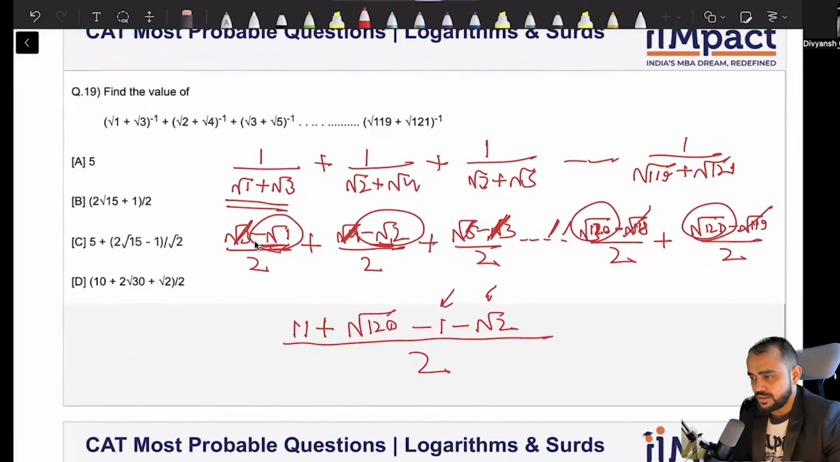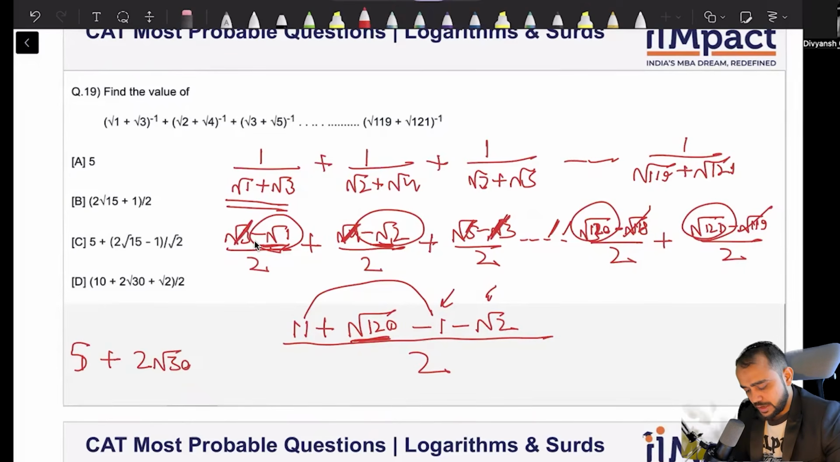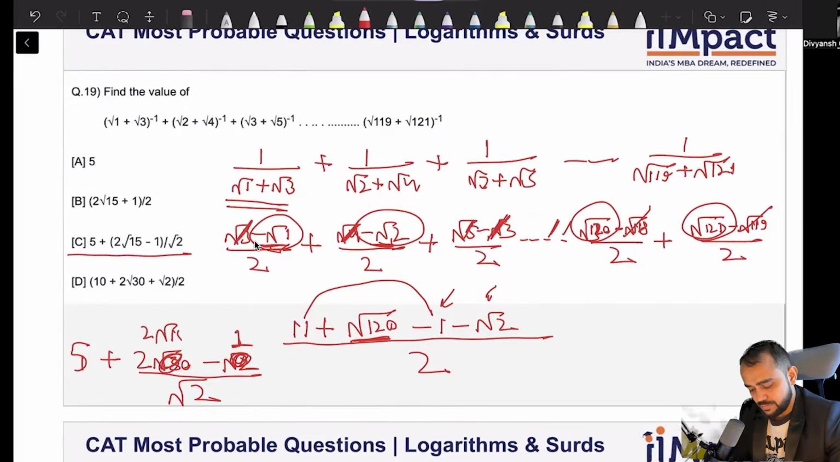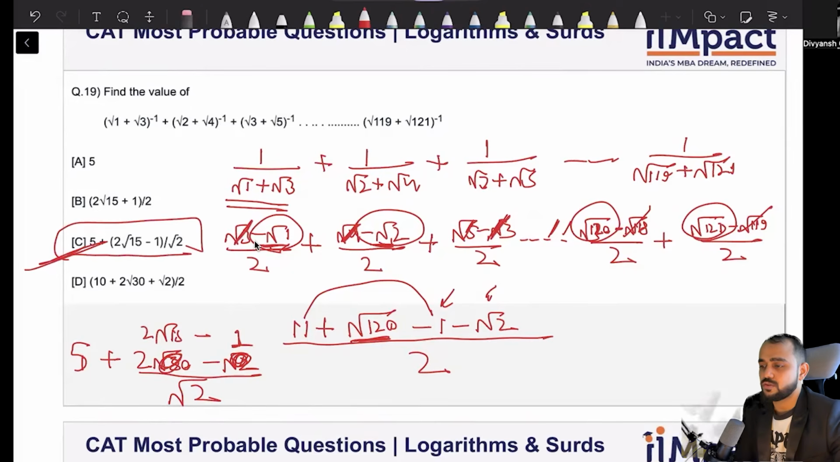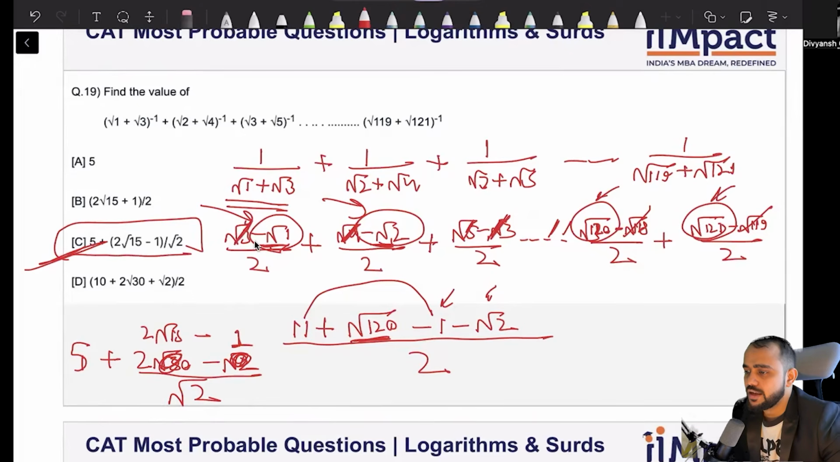I can now quickly rearrange this. If I take 11 and minus 1 together, I'll get 10 by 2, that is 5. Plus, now root 120 I can write as 4 into 30, so I can write this as 2 root 30 minus root 2 divided by 2. And this seems to be the correct option. Let's see. If I further divide by root 2, I'll get 2 root 15 minus 1 by root 2, which is option number C. So your answer is going to be C for this question. The part where I figured that the positive terms that remain will equal the negative terms that have remained was crucial, so it was important to quickly write this expression.